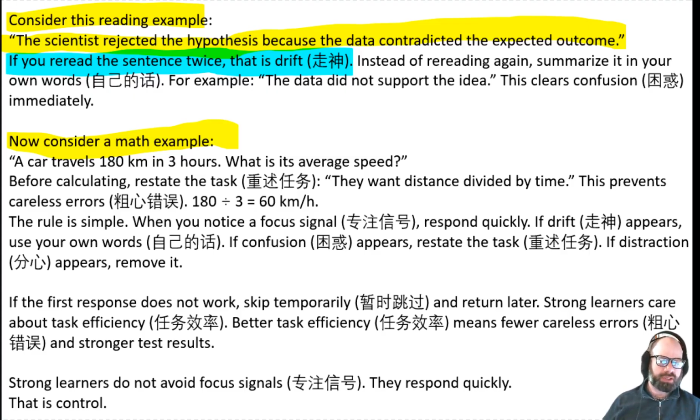Is English your first language? No. That's right. Chinese is your first language. So, do you think that you had to read the sentence again because of drift or because English is not your first language? It could be because of drift. It could be because English is not your first language. Maybe it's one. Maybe it's two. Maybe it's both of them.